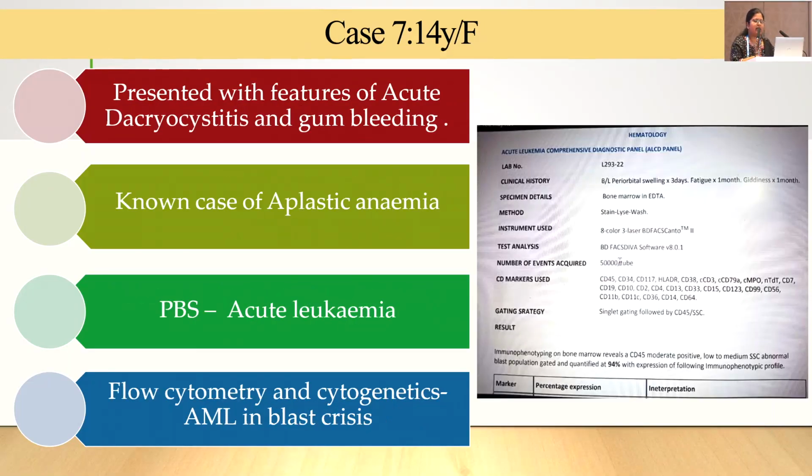This case was interesting again. She was a 14-year-old female who presented with us like an acute dacryocystitis kind of picture. She was a known case of aplastic anemia. When we did a peripheral smear, it had transformed to acute leukemia. So this was chloroma, which was presenting in the lacrimal gland, sac, sorry.